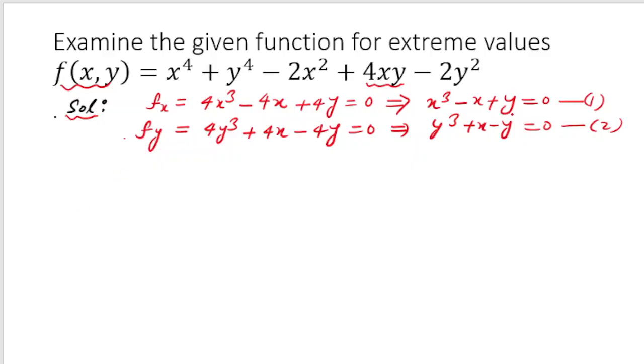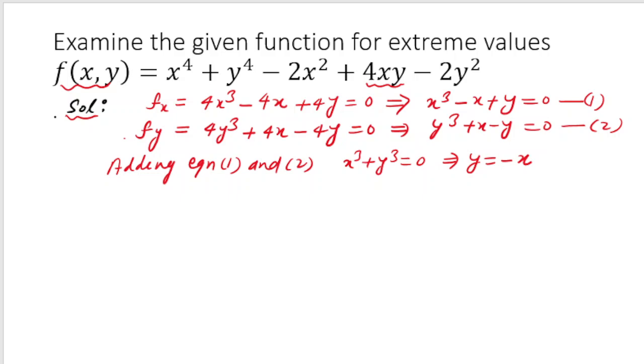So what we can do, we look at equation 1 and 2, and you notice one thing, that if you add them, minus x and x will cancel and y and minus y will cancel. So if I add, let me write it, adding equation 1 and 2, I will get x cube plus y cube is equal to 0. And from this we can write that y is equal to minus x. So y cube is equal to minus x cube means y is equal to minus x.